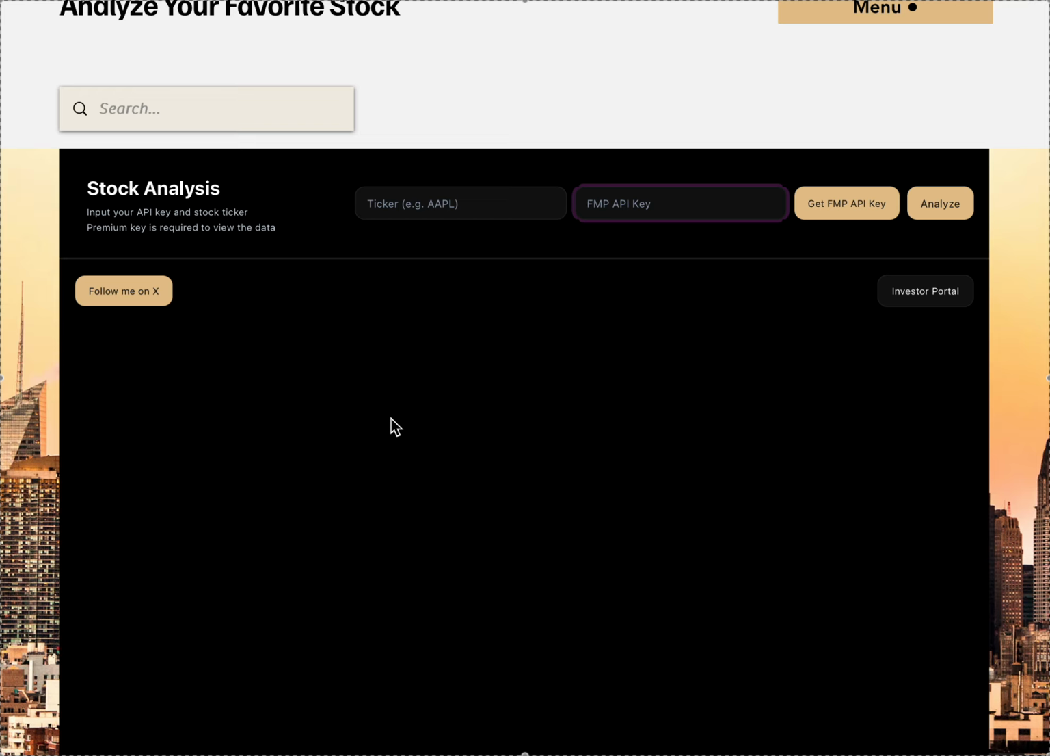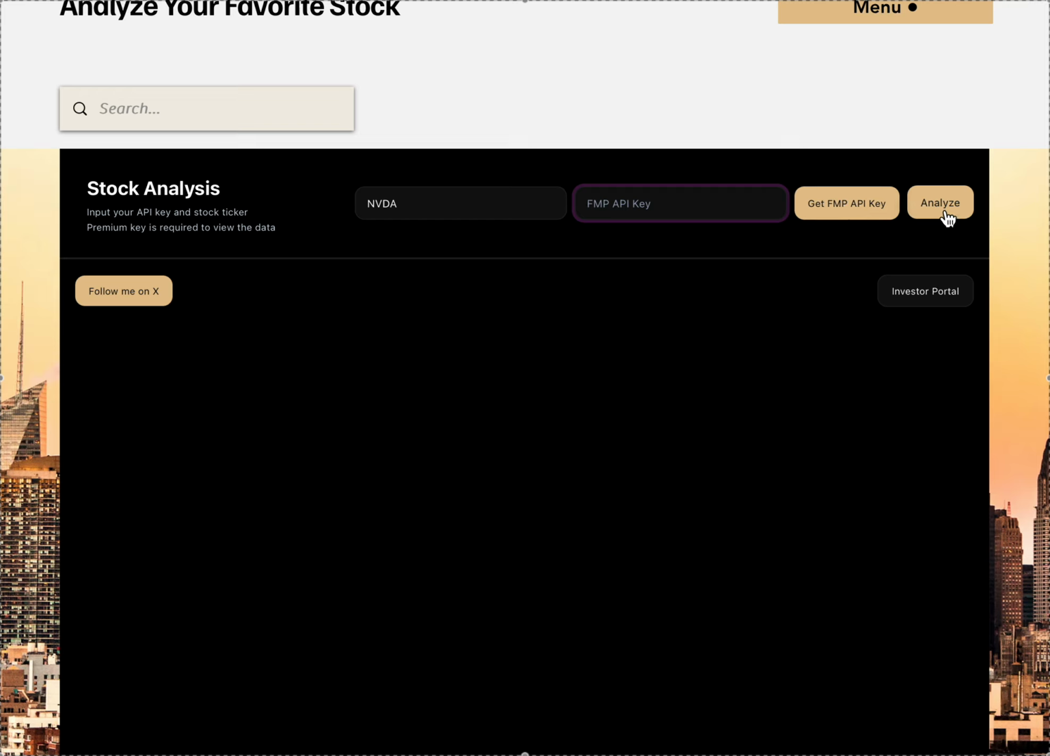Simply input your stock ticker. Let's say we are analyzing Nvidia shares. The ticker is NVDA. And then input your FMP API key, Financial Modeling Prep API key. They provide great market coverage, they provide amazing data, and you need the premium key to use this simple app. Once you obtain the API key by pressing Get FMP API key, you can hit the Analyze button.